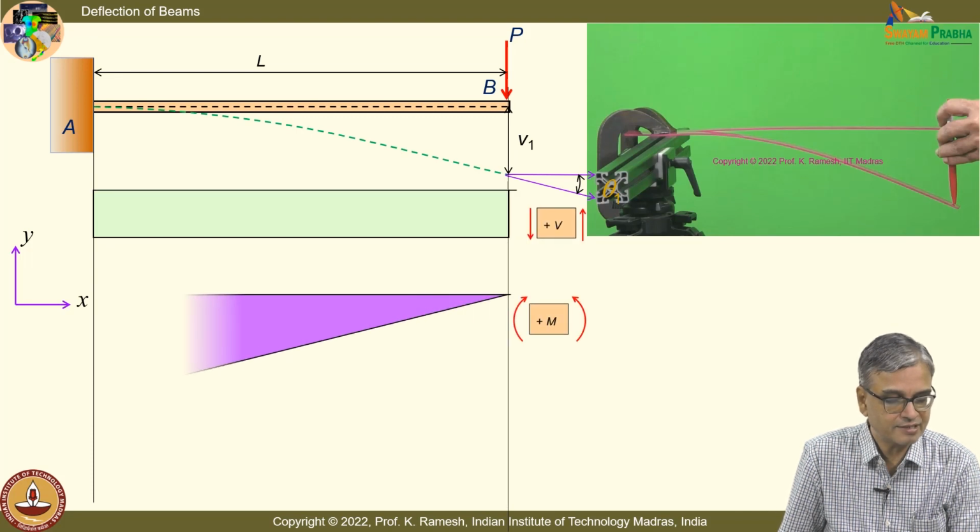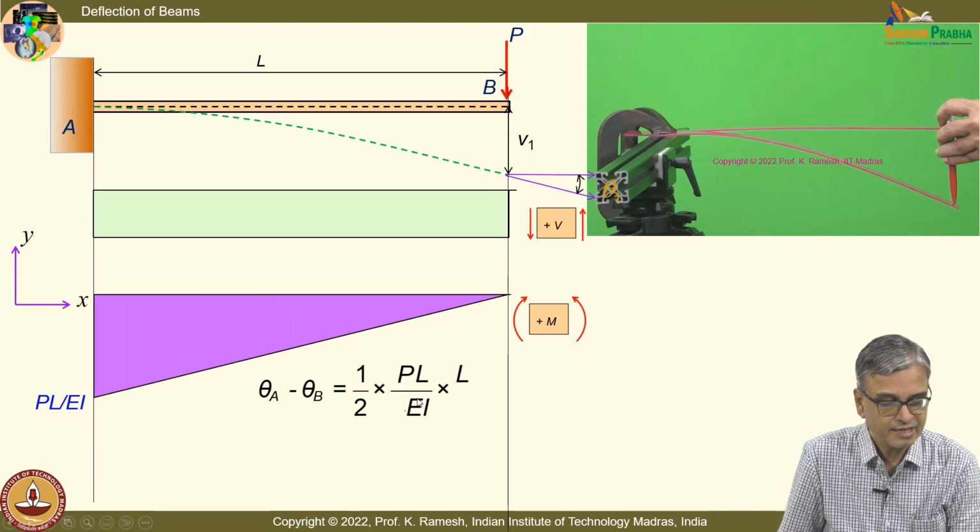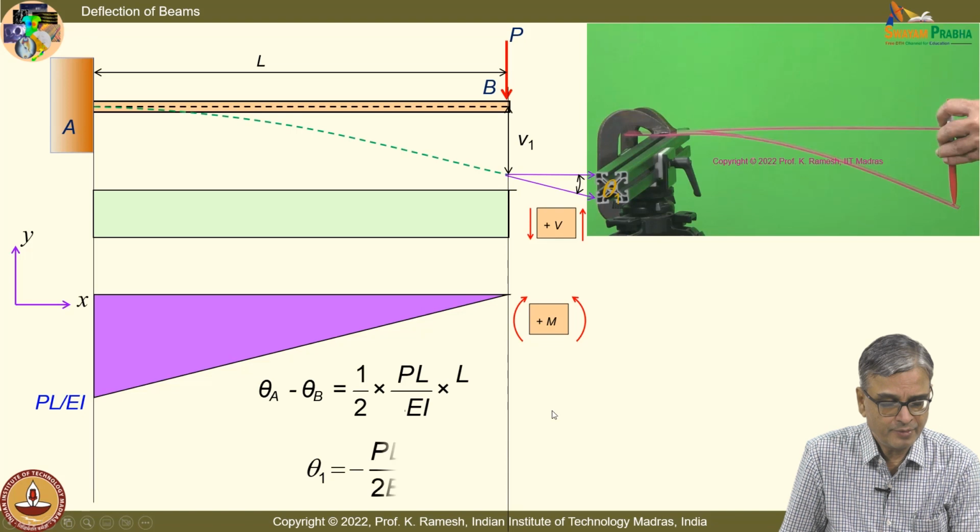I have this PL by EI is what you have, okay, and I can find out theta A minus theta B equal to half of PL by EI into L. So the area is easy to determine, and the moment also you can find out. I get this as minus PL squared by 2 EI. Theta A is 0. I put theta B as theta 1, because we are going to use principle of superposition later.